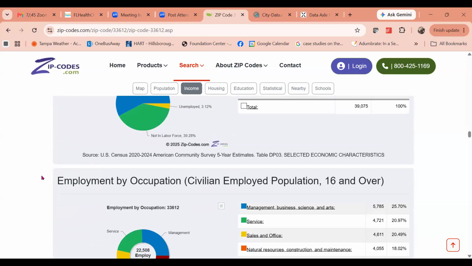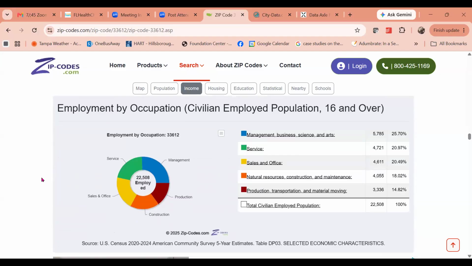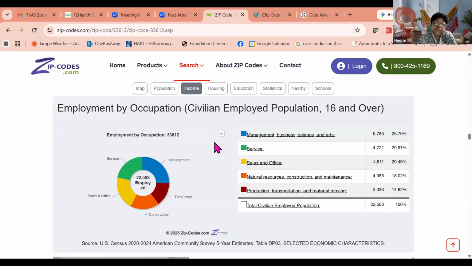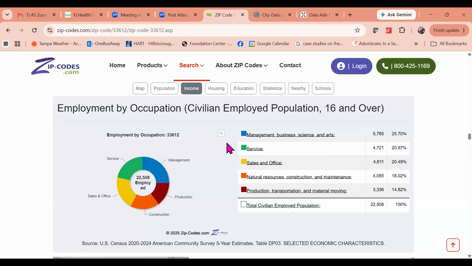And then we could even break down the types of occupation. 26 percent hold management positions, 20 percent have services, 21 percent is sales and office, natural resources 18 percent, production, transportation, and material movement is 14 percent.